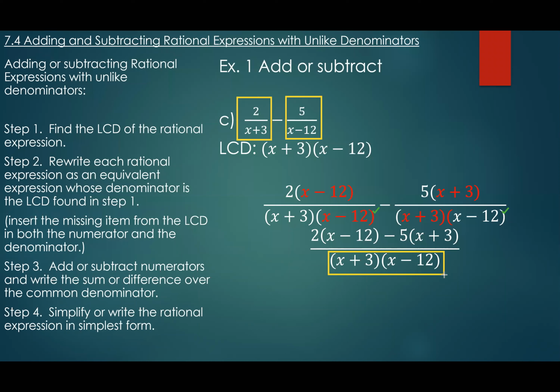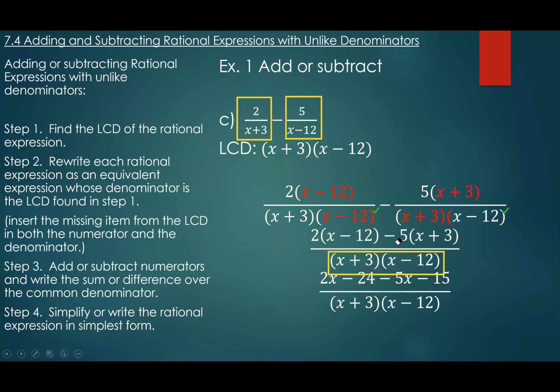Everybody still with me here? Again, our ultimate goal is not done, right? Our ultimate goal is we need to combine the numerators too, but our semi-goal is we need to put them together. And now the only thing different is we need to distribute the 2 in. If I distribute the 2 in, 2 times x gives me 2x, and 2 times negative 12 gives me negative 24. And I need to distribute the negative 5 in: negative 5 times x gives me negative 5x, and negative 5 times 3 gives me negative 15.